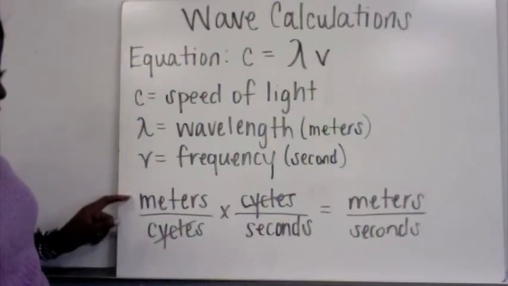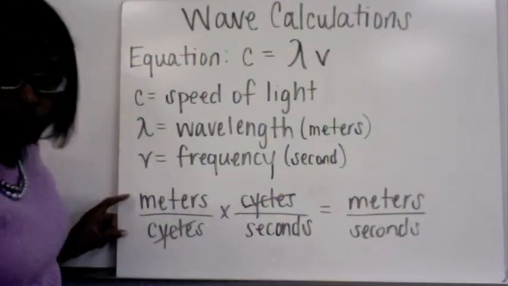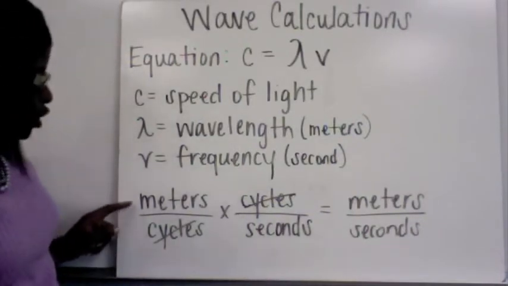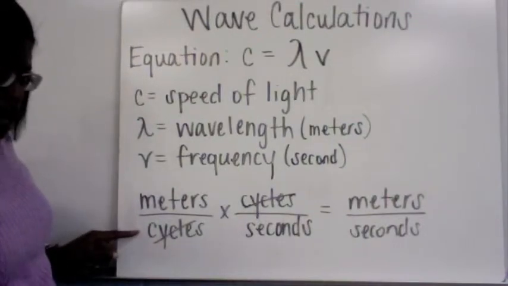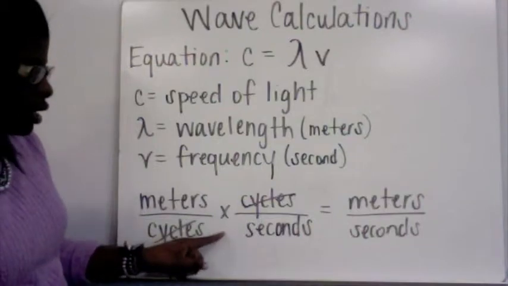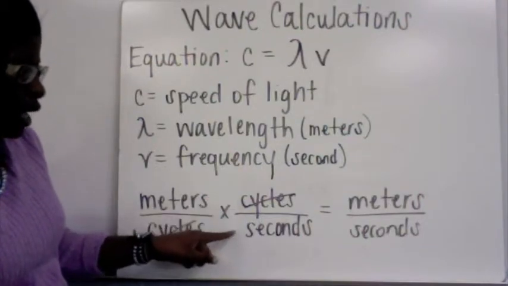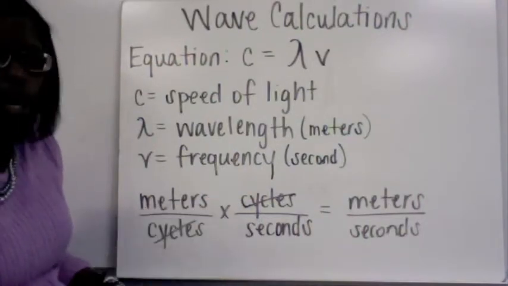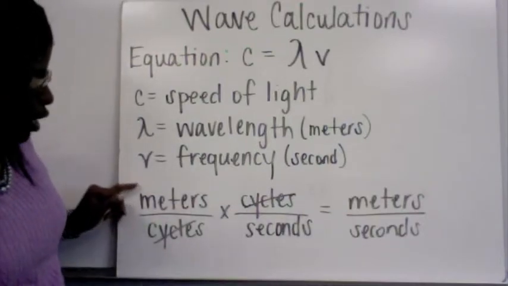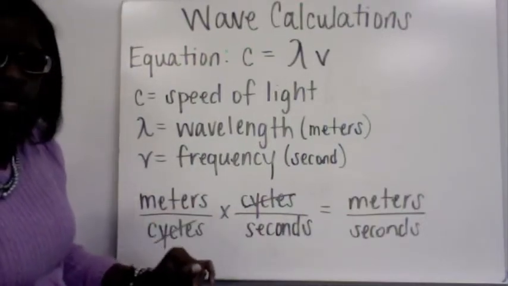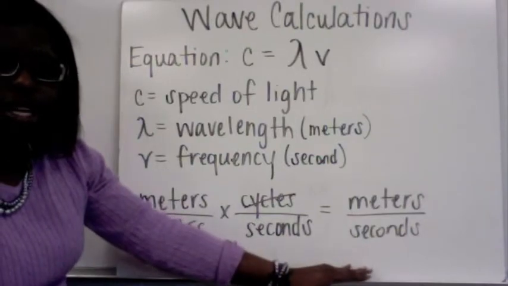So what's going to happen, remember, this is your dimensional analysis. Your meters are going to be the numerator here, and cycles are going to be the denominator. This is going to be multiplied by cycles per second in order to get rid of cycles, because we want our answer in meters per second. If you see here, meters is not canceled out, seconds are not canceled out, so those are the units that are going to be left at the end.